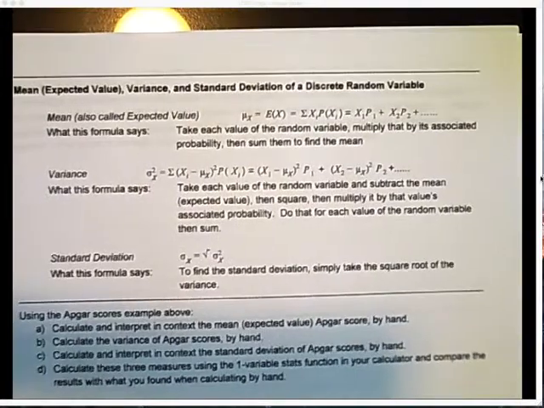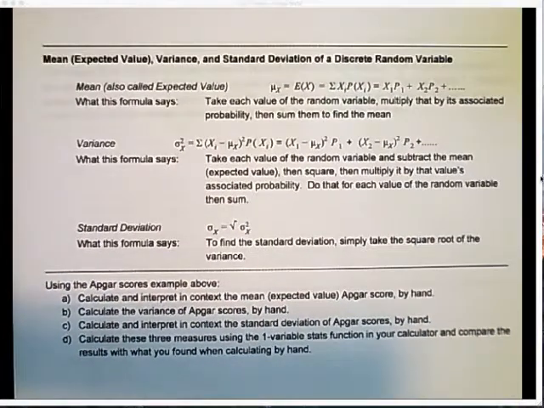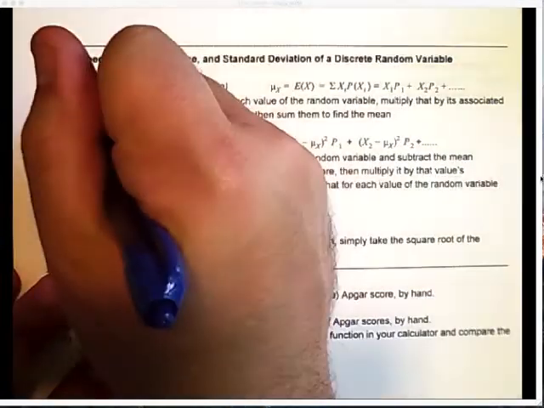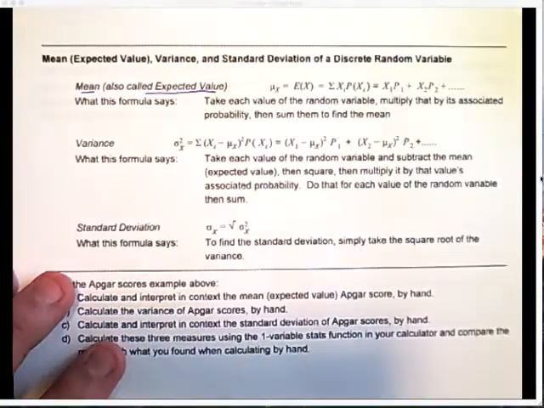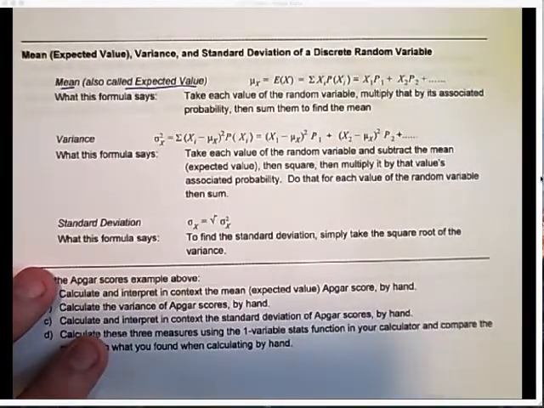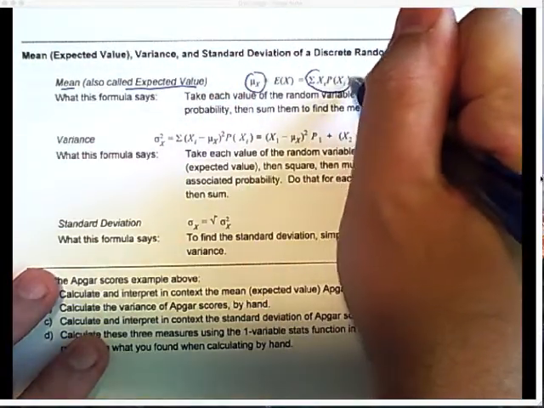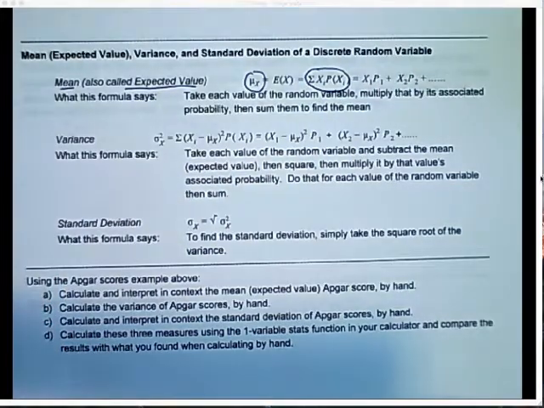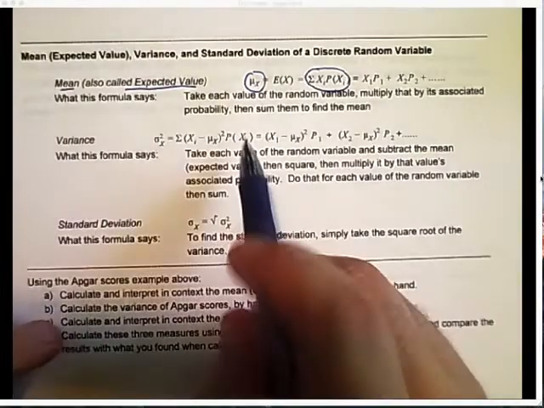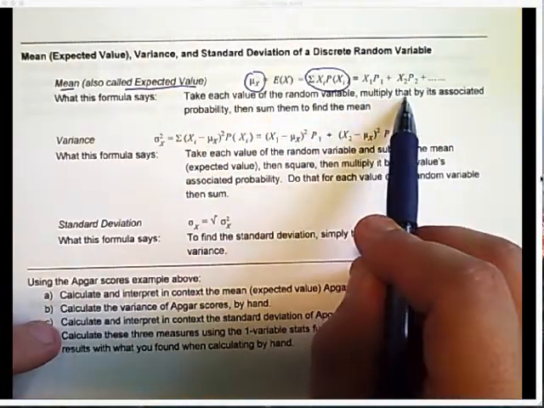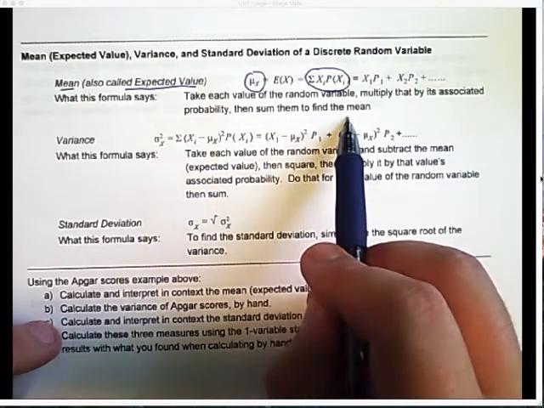All right. So when we have a discrete random variable, such as the APGAR score example we just did, there's different ways to find the average for a random variable. So to find the mean, your formula sheet gives you this formula. It says mu of x equals the sum of xi times p of xi. What that formula says is take each value of the random variable and multiply that by its associated probability, then sum them to find the mean.